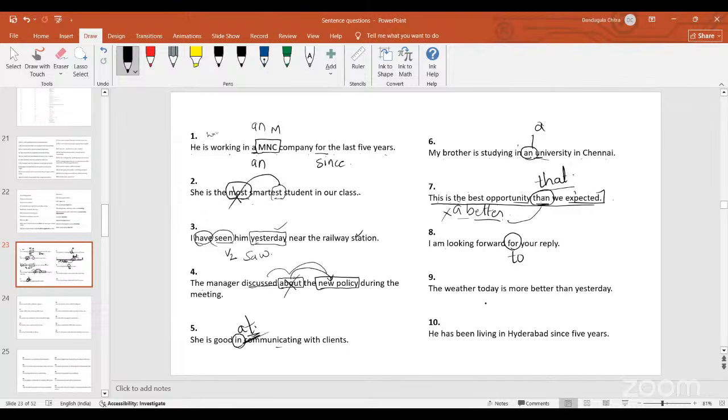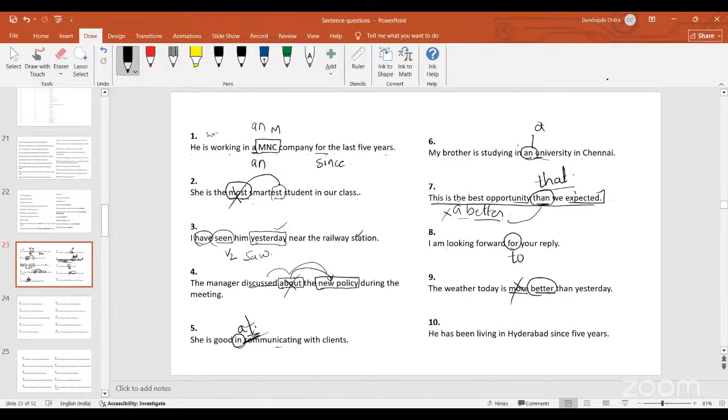Next, the weather today is more better than yesterday. The weather today is better than yesterday, sir. More or better, either one. So as better is the base form here, you can skip this. Good, better, best. Next, he has been living in Hyderabad since 5 years.